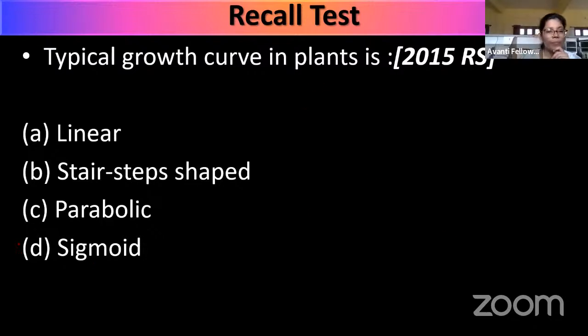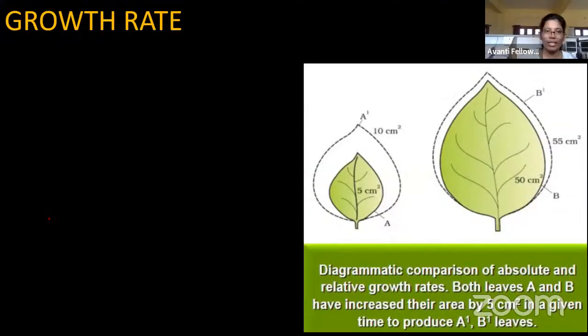Very good, correct. So the correct answer here is that the typical growth is always a sigmoid curve. So you might have studied the sigmoid curve, right? I'll tell you once again in today's class how exactly the sigmoid curve works, that is, in the growth rate. Whenever we are studying growth rate, how to know the growth rate or how the growth can be increased. Okay.